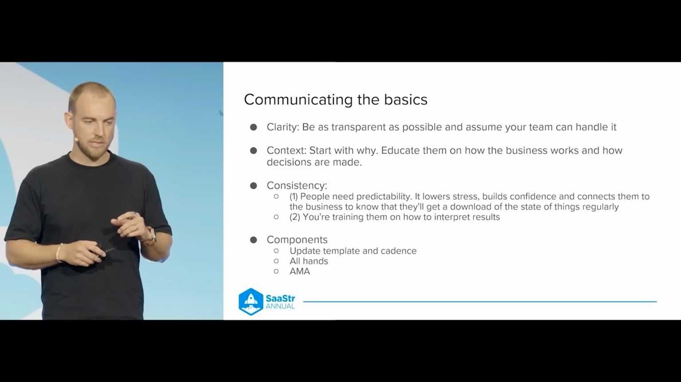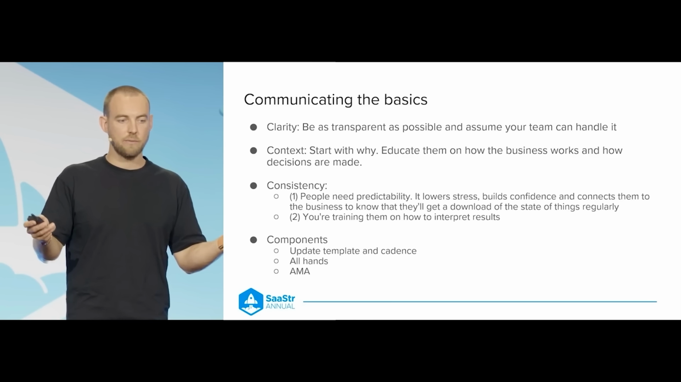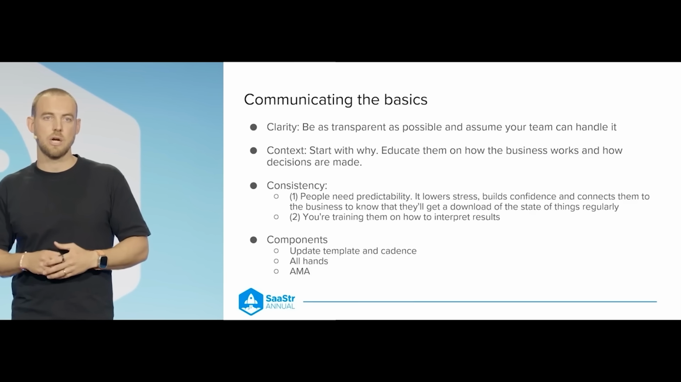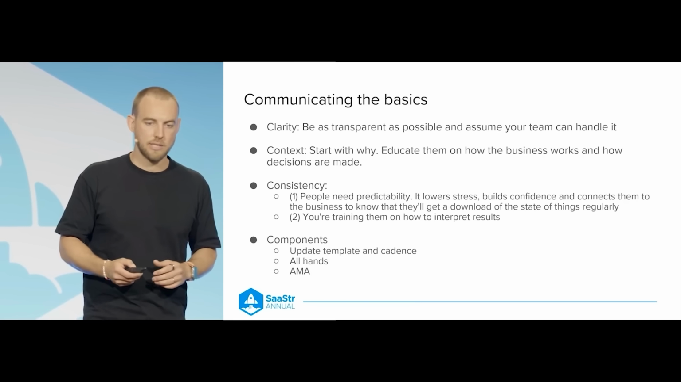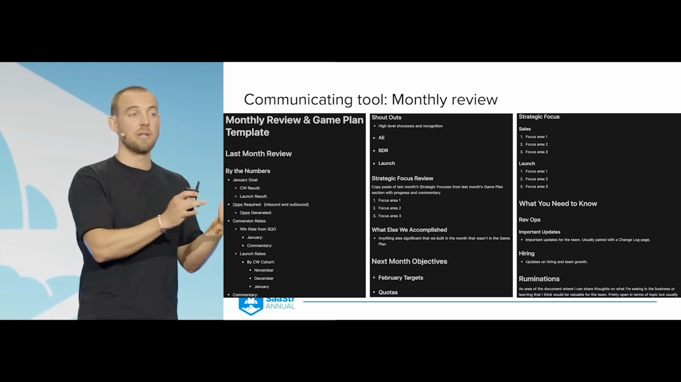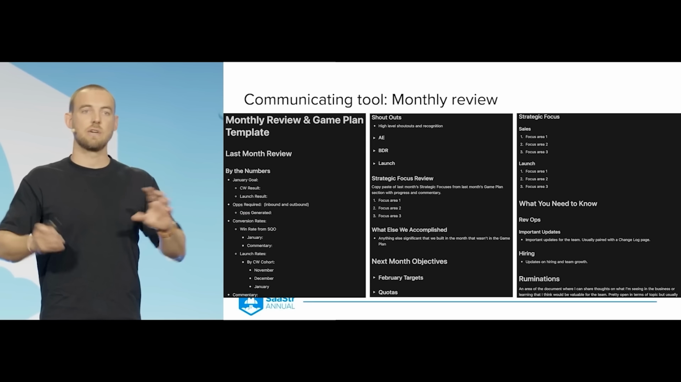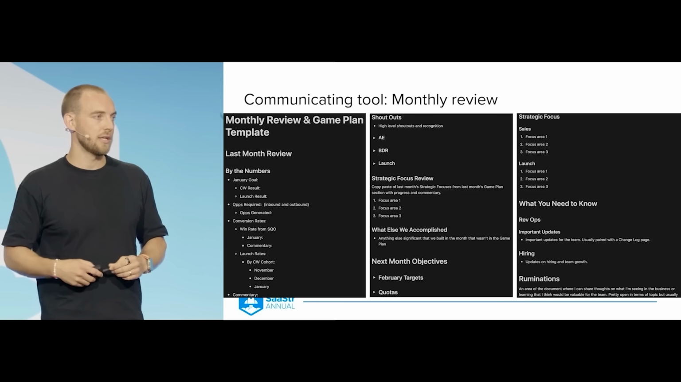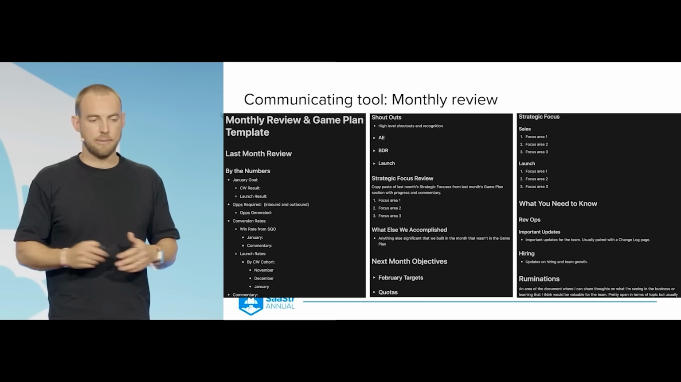And then the components. A consistent template and a cadence by which you're sharing this information. You got to have like an all hands or some all team meeting where you can talk. AMAs are a great tool. They're super easy. Again, it's all about context. And again, my monthly plan, I write it in a format that I can just share with everybody. So this serves as my planning cadence and part of my communication and education cadence. Again, just default to open. It's a much easier way to operate.